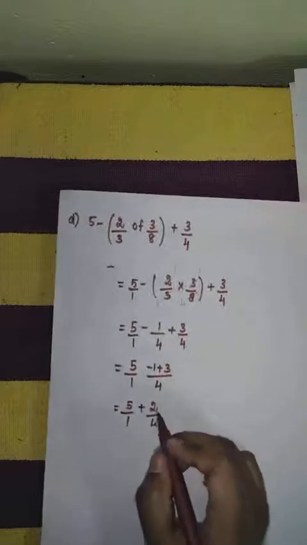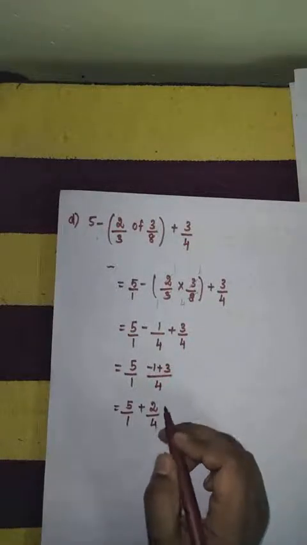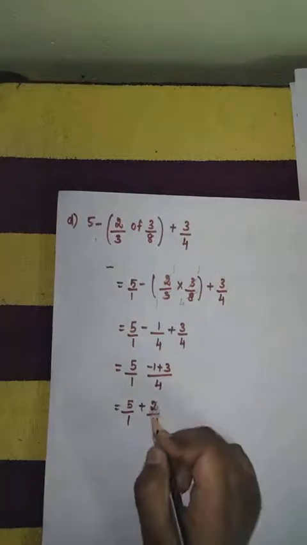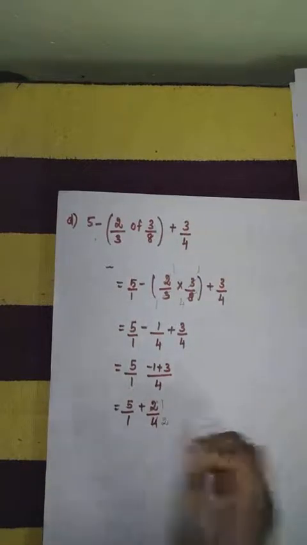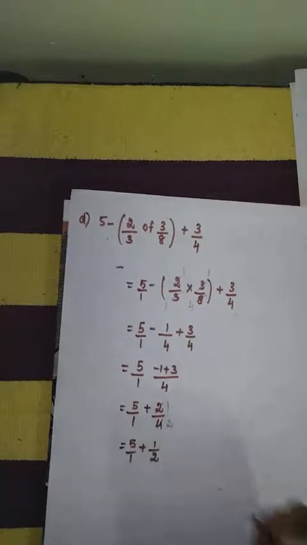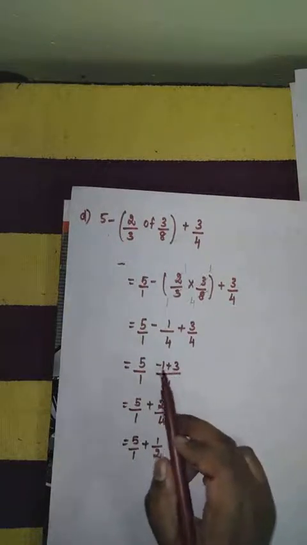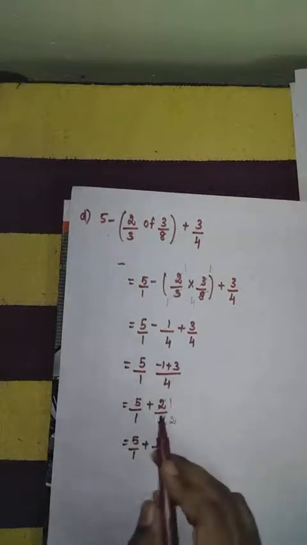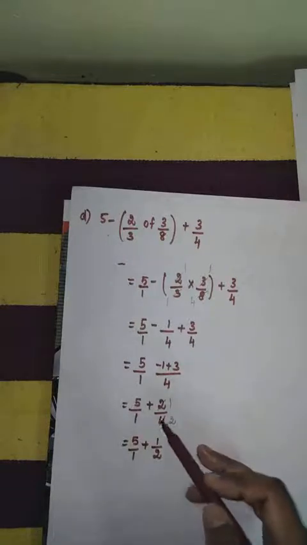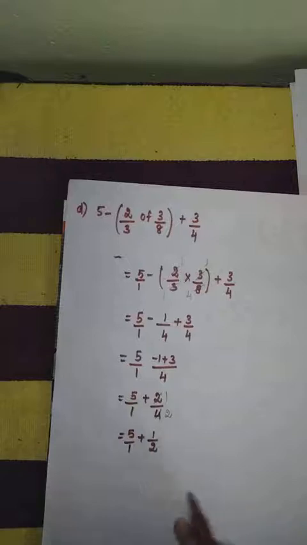Here we can cancel 2 and 4 in the same table. 1 2 is 2. 2 2s are 4. So it is 5 by 1 plus 1 by 2. Here minus 1 plus 3 is plus 2. 3 minus 1 is plus 2, right? So it is plus 2 by 4. We can cancel 2 and 4. So 5 by 1 plus 1 by 2.